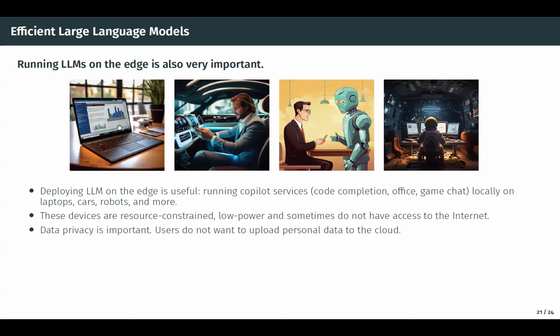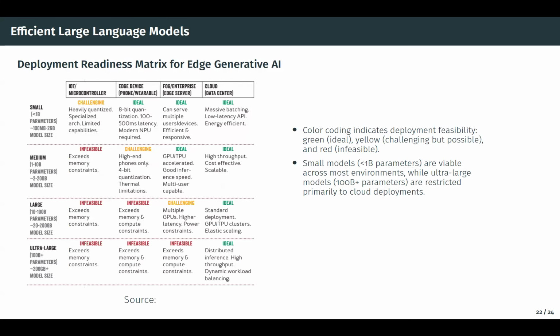As we discussed, running LLMs on the edge is very important for different purposes that we mentioned before. So deployment readiness matters for edge generative AI. Let's see how this can be possible. We have these IoT devices, Internet of Things devices, microcontrollers. We have the edge devices, phones or wearables. Then we have edge servers and then data centers. And these are the kinds of devices that we have here.